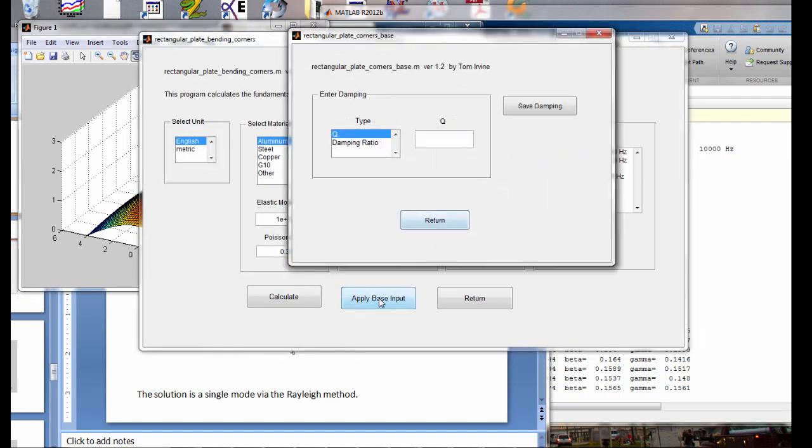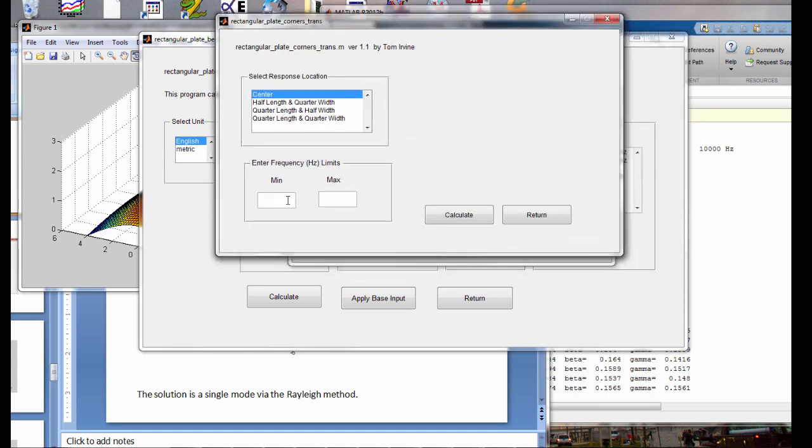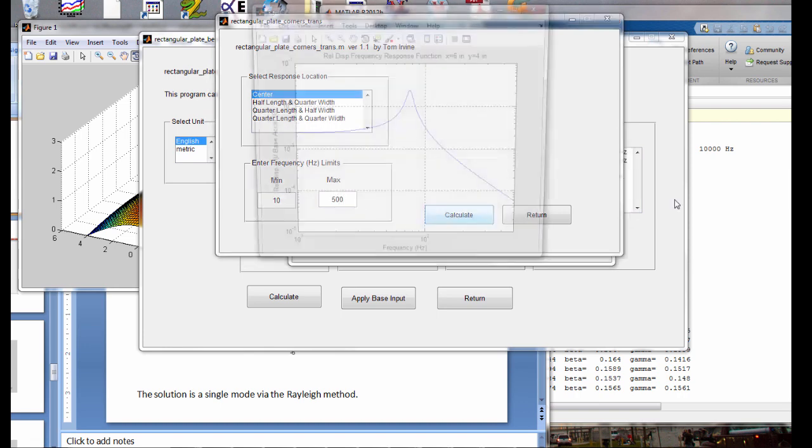We're going to apply base input. We're going to take Q is equal to 10. Now, it's going to be uniform for all modes, but there's just one mode. Let's take a look at the transmissibility here. Center of the plate. Let's go 10 to maybe 500 hertz. Calculate.